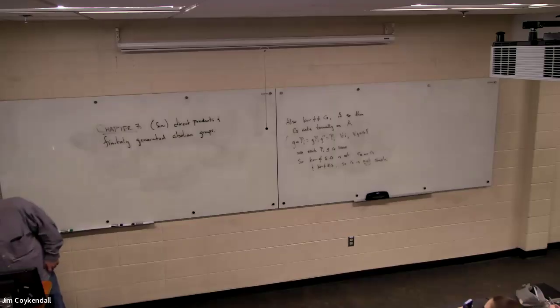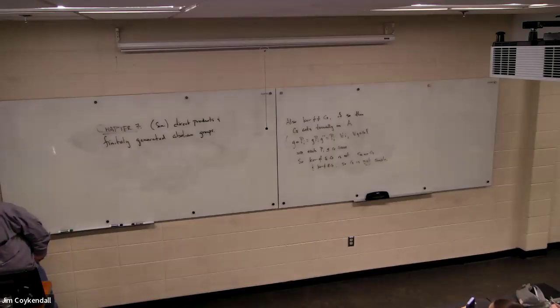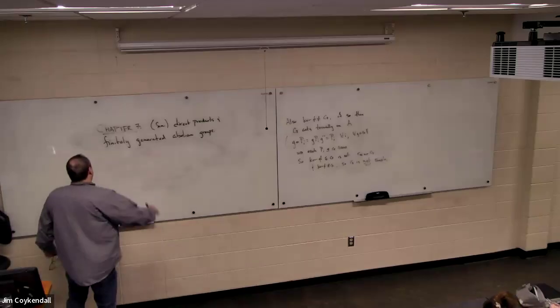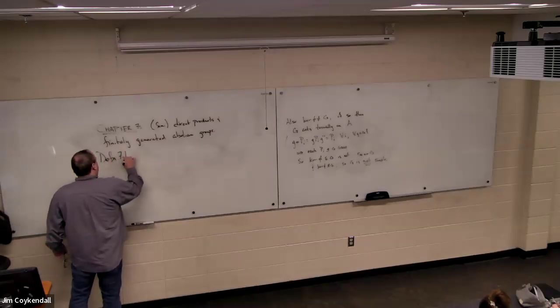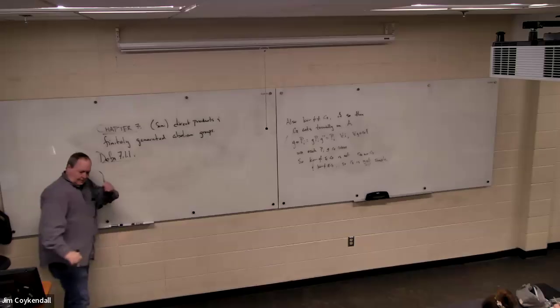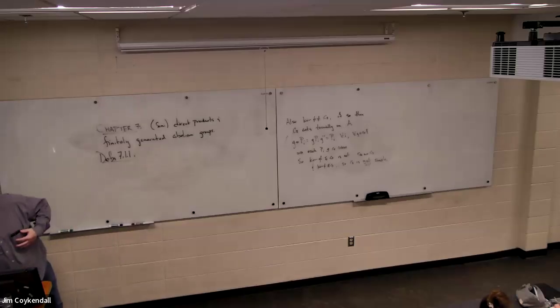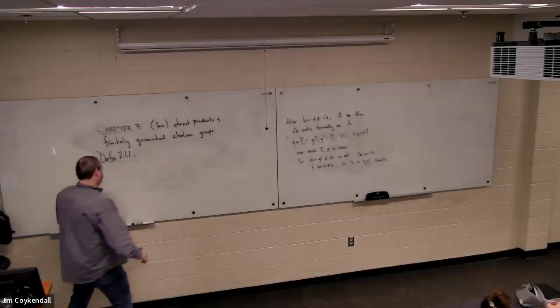Okay, so let's first talk about semi-direct products. Definition. Let's suppose that we have a family of abelian groups.